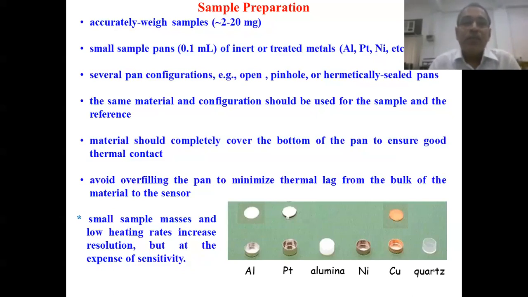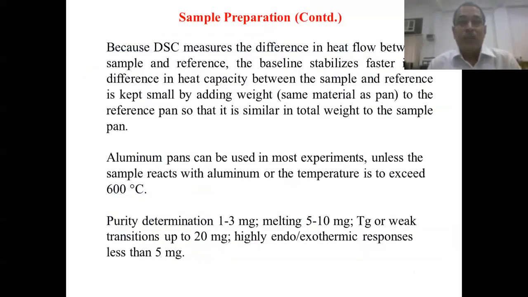And while putting the material in the pan, it is important that the material thoroughly covers the bottom of the pan. Otherwise, heat flow will not be equal, and there will be several kinds of errors. There are several other precautions. Of course, you have to choose your pans accordingly. If you have to go up to only 610 degrees Celsius or 550 degrees Celsius, aluminium will work. If you have to go to higher temperatures, then a different kind of sample holder pan will be needed.